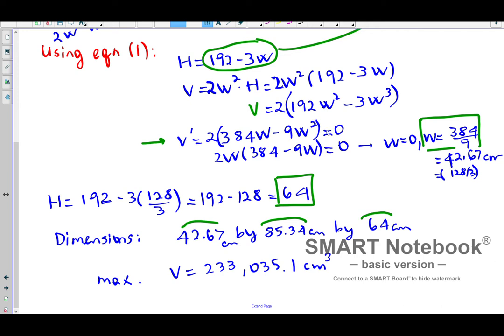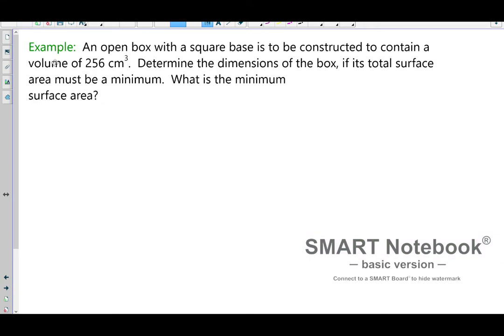Okay, so now we're going to do a different type of problem. Enter box example. Here we go. So we have an open box with a square base, and it's supposed to have a volume of 256 centimeters cubed. So once again, we're supposed to determine the dimensions of the box, but this time the surface area is to be a minimum. What is the minimum surface area as a follow-up question there?